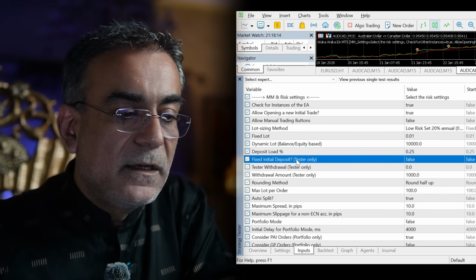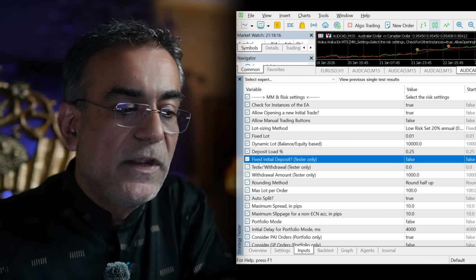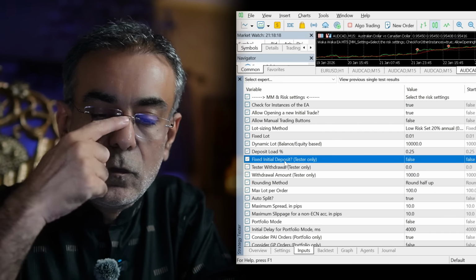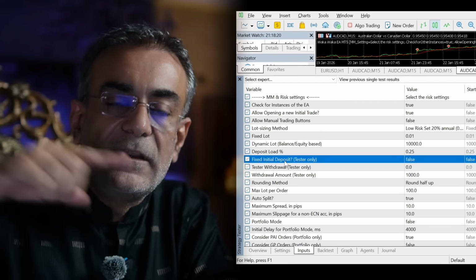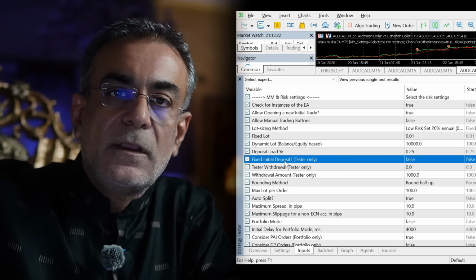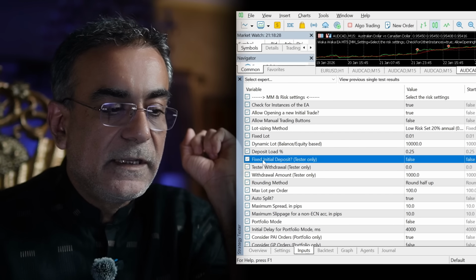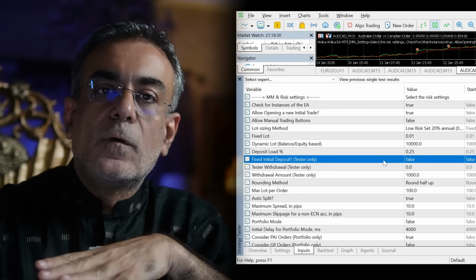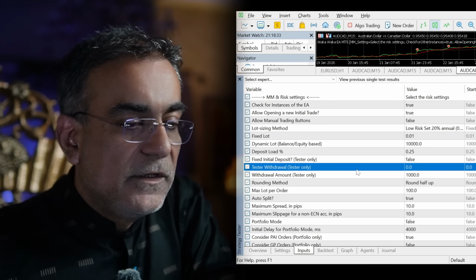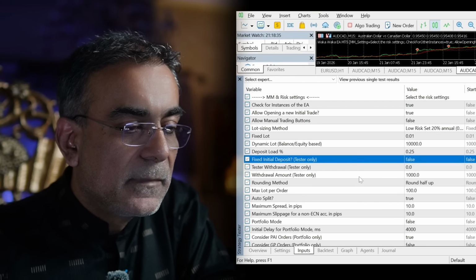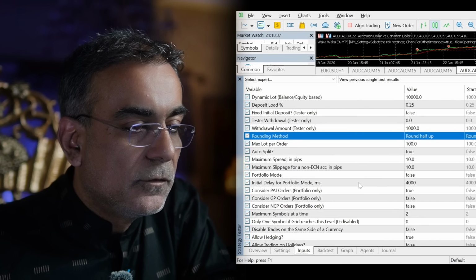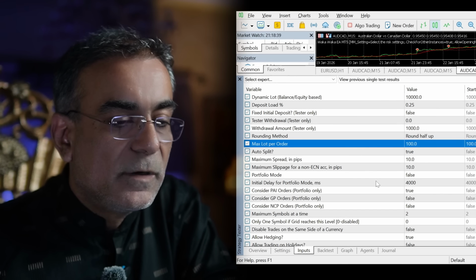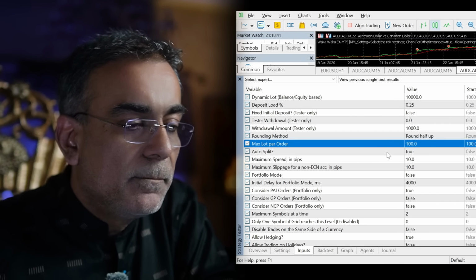Now this setting allows you, in the tester only, to set a fixed initial deposit. So even though in the tester itself, with the profit, your balance might increase, the lot sizing is always going to take this initial deposit as if you were withdrawing the money all the time. So these three settings are related to that. I mean, that's just a rounding method. So yeah, max lot per lot, fine, understood.